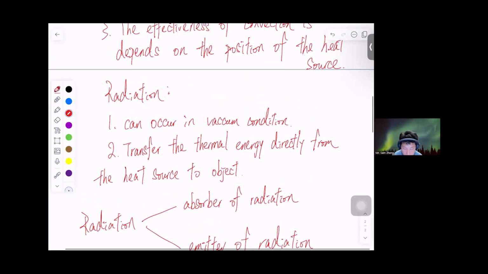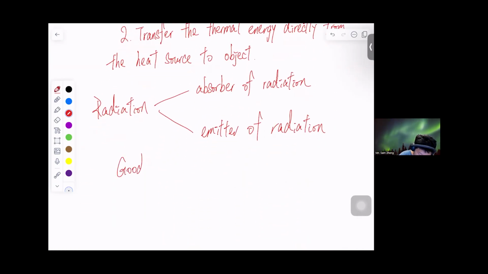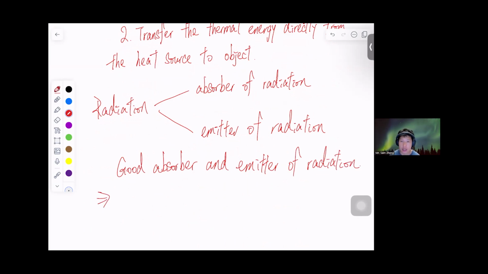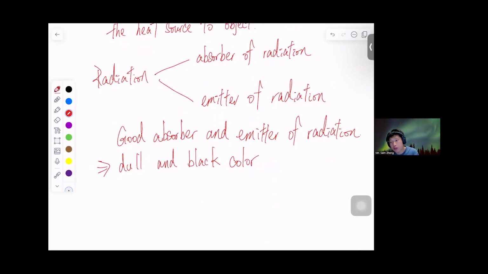Now, if we are talking about both good absorber and emitter of radiation, then in this case, we are referring to the dull and black color. Then for those that are bad or worse, in this case, it would be the silvery, shiny, light color. So poor absorber.